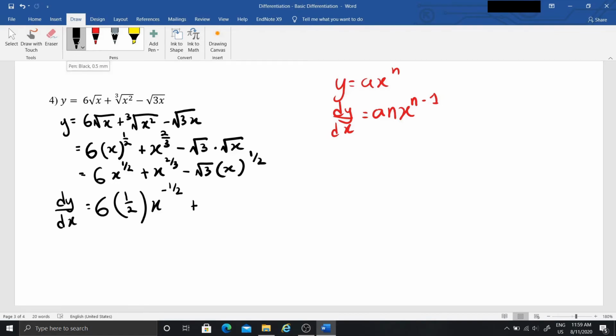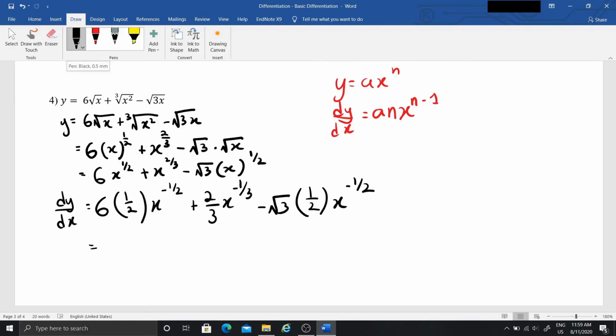plus the second term we have a equals 1 and n equals 2 over 3. Therefore 2 over 3. And now when you minus 1 from this term, so 2 over 3 minus 1, it will give you minus 1 over 3. In the third term, we have a as square root of 3, and our value of n is half. Multiply by half. And x to the power of minus 1 over 2. Now we have our function. We simplify the function.